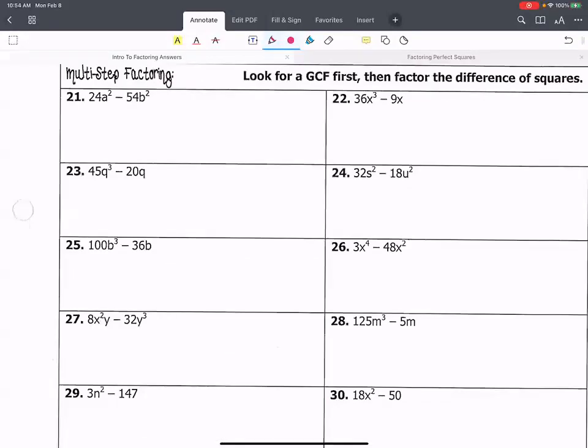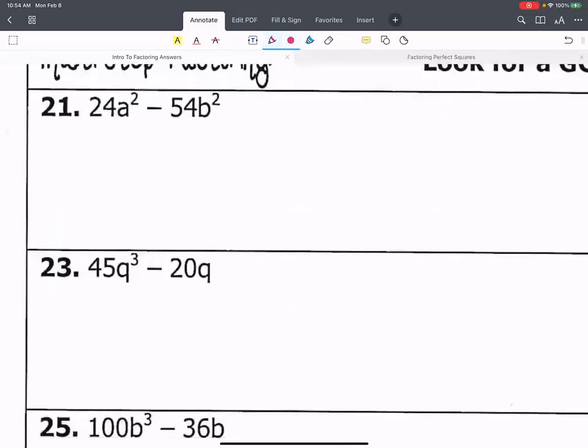Okay, on number 21, sometimes you have to factor out a greatest common factor, then factor a difference of squares. Okay, so on number 21, is 24 a perfect square? No. Is 54 a perfect square? No, so we're going to have to factor. What is the greatest common factor of 24 and 54? 6. Guys, you could also use your calculator, but 6.